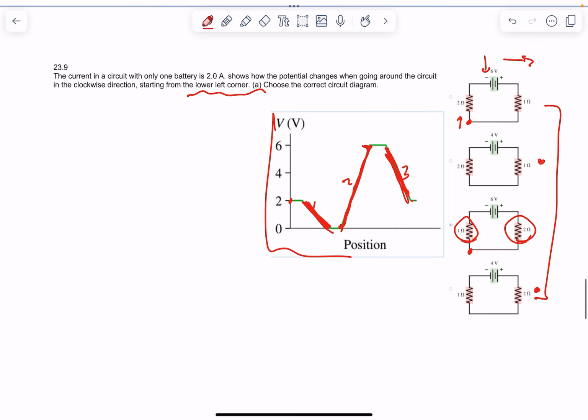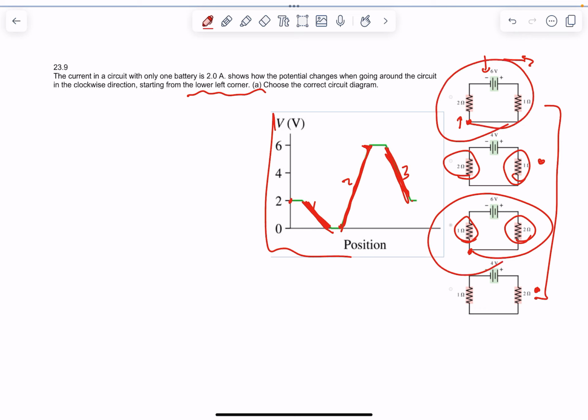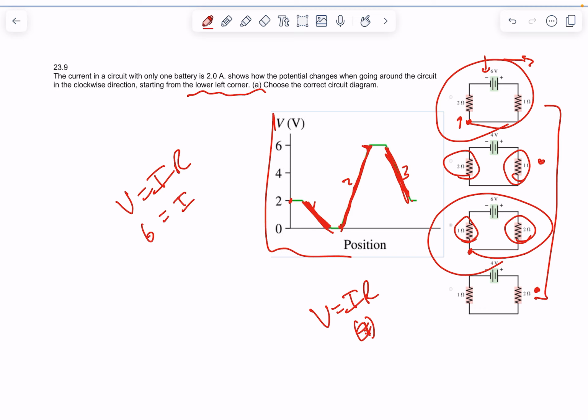And if that's the case, then because V equals IR, when you pass a resistor, you lose voltage. The current in a series circuit is consistent, so let's just say that the current is 1 amp. Actually, we could figure out what it is. The total current, just for what it's worth, V equals IR. The voltage is 6 equals I times 3, because the resistance is just 2 plus 1, which is 3, so the current is 2.